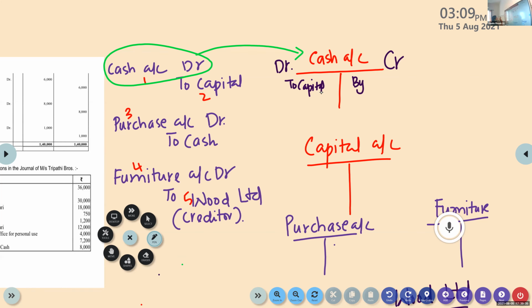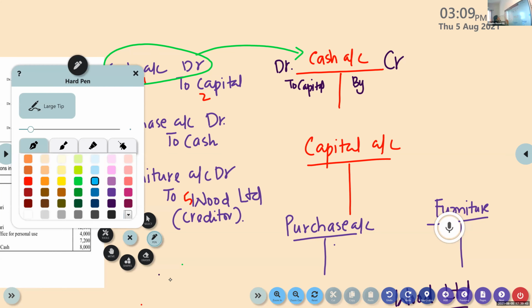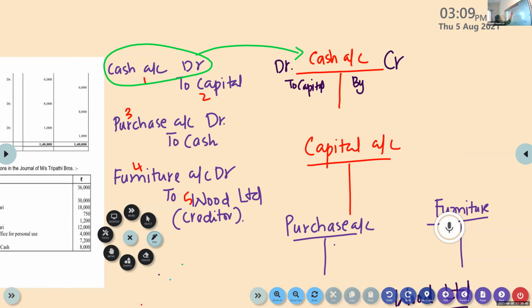So let me tell you how to read this journal entry now. We can read the journal entry from the ledger. Cash account debtor to capital. Did you get me? Okay. Let it be there.